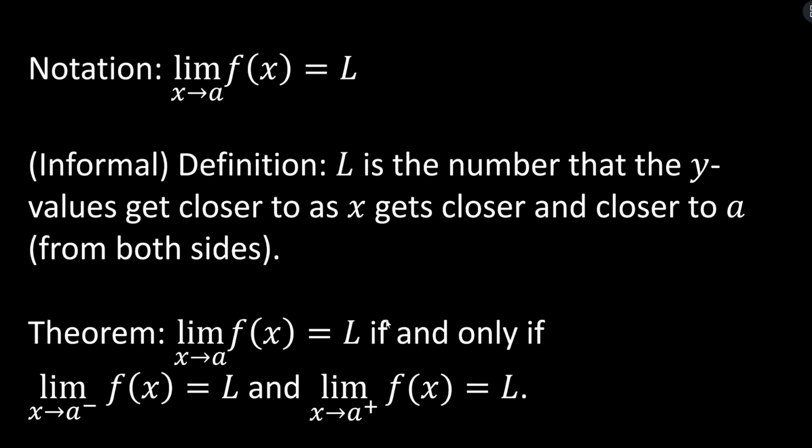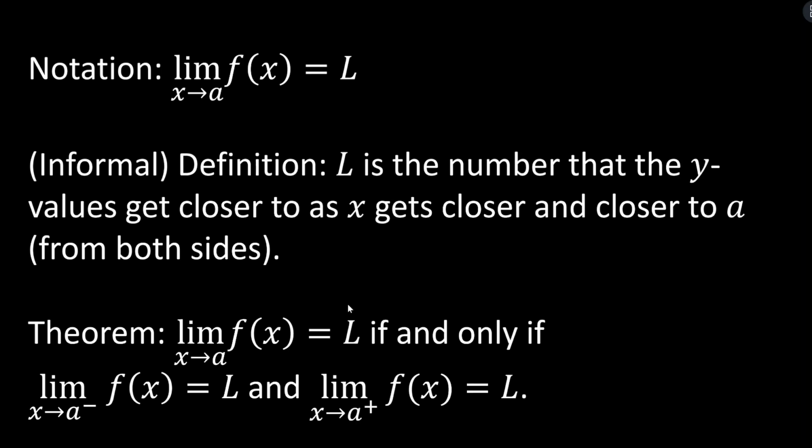Finally, we touched on this theorem. The two-sided limit exists and equals L if and only if the left and right-sided limits also exist and equal L. So there are mainly two ways we apply this theorem. One is trying to figure out what a limit is or if it exists. We often do that by checking the left limit, checking the right limit, and seeing if they equal the same number.